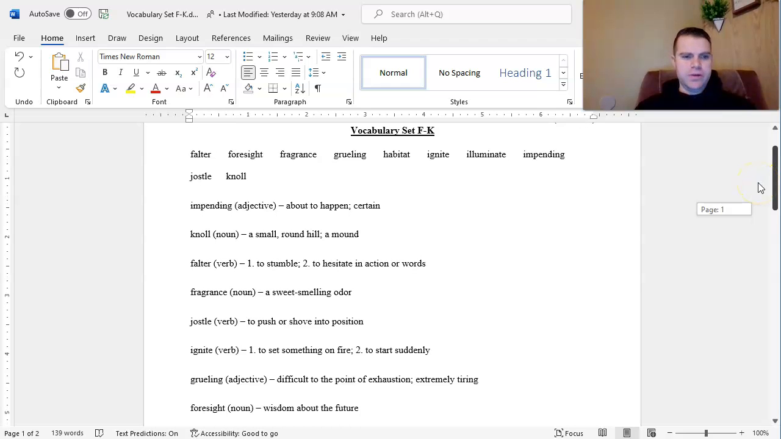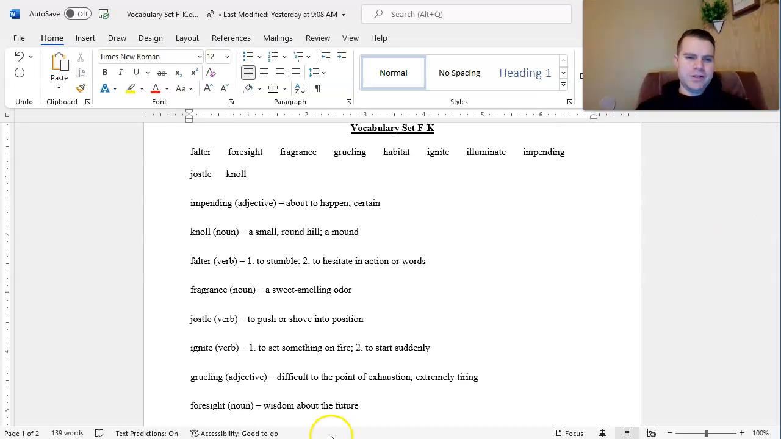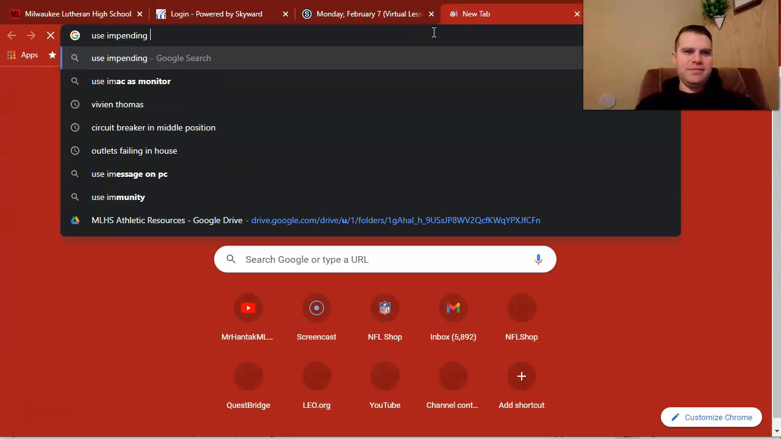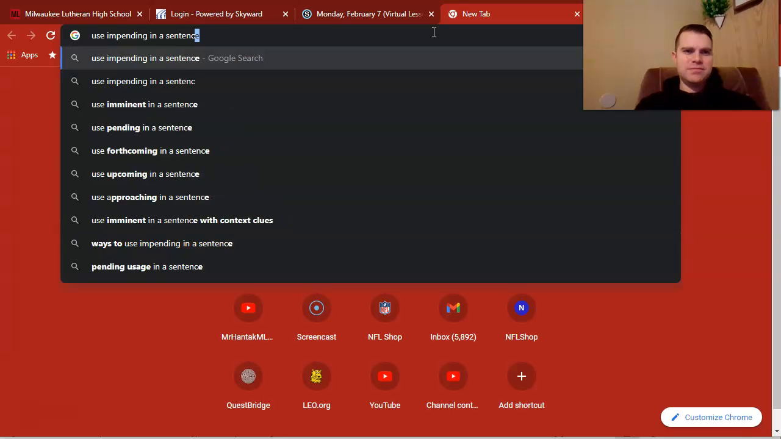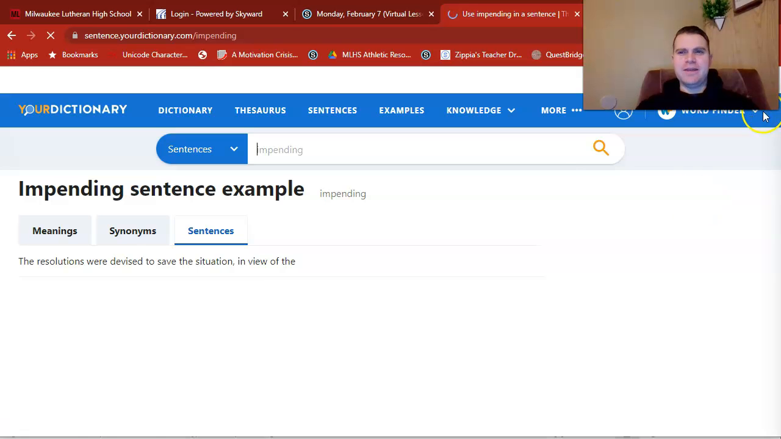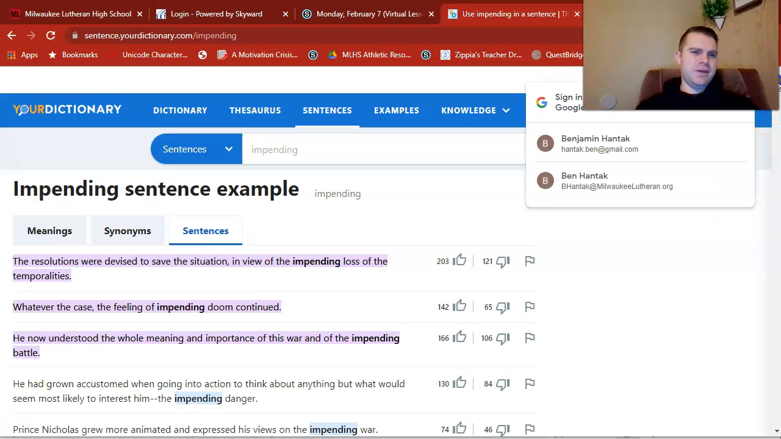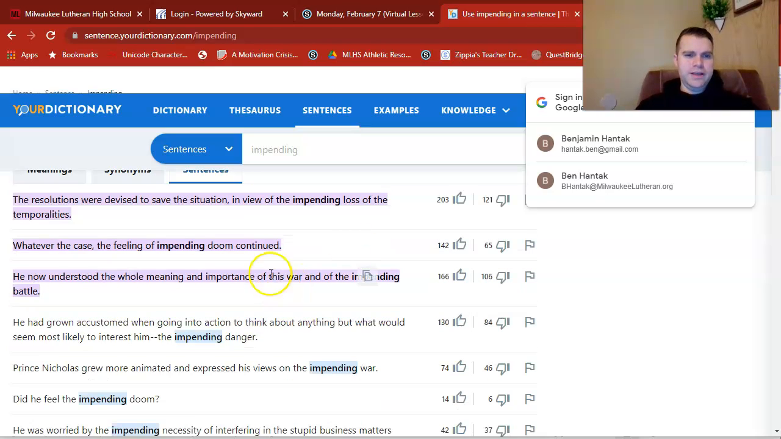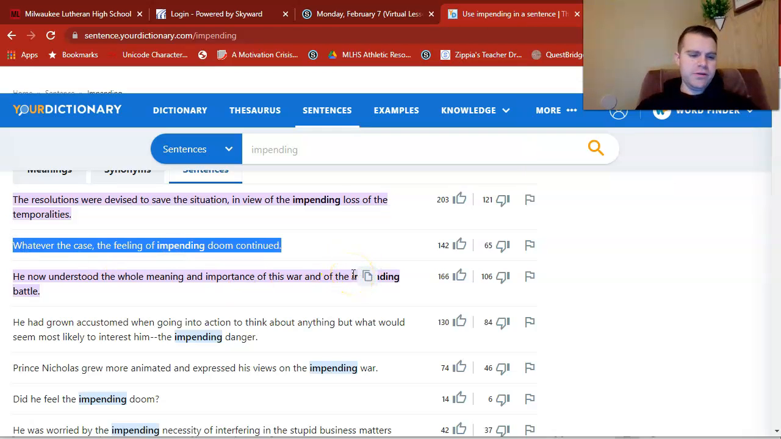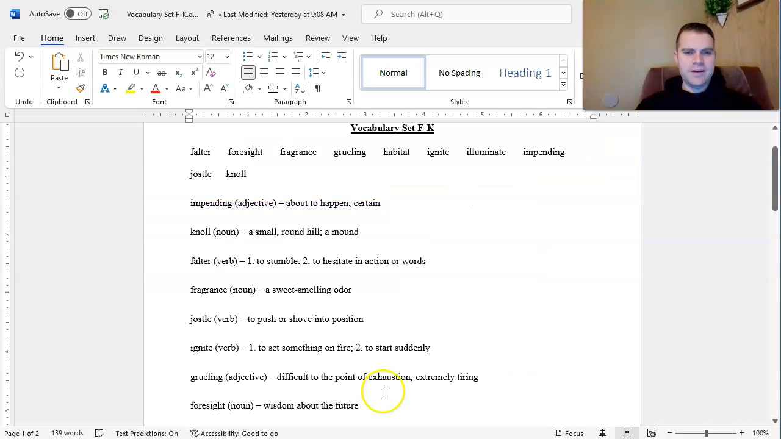What I will ask, though, is that you are super careful about copying and pasting. I do know that some of these words are a little bit tricky, so some of you might be tempted to write use impending in a sentence. The best examples, right? Here's the thing. If you copy-paste a sentence from the internet, I'll be able to tell that you stole it. However, what you can do is take a sentence and modify it, right? Whatever the case, the feeling of impending doom continued. I could Control-C that, paste it into my sentence, and modify it from there, right?